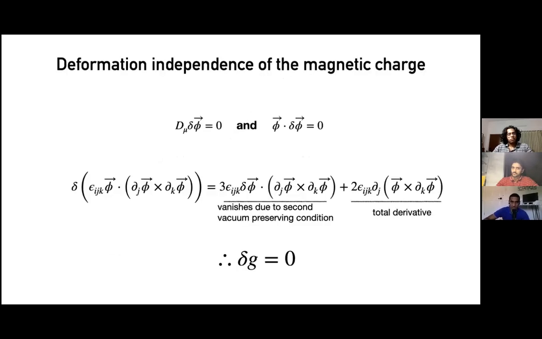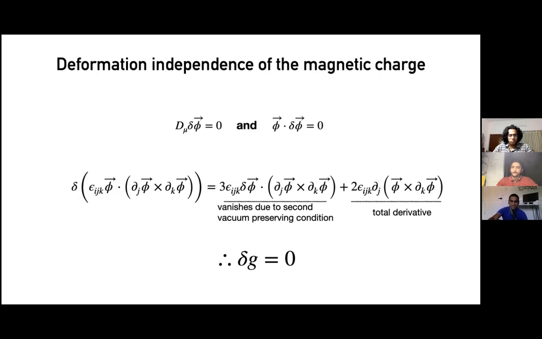And notice that this magnetic flux integral is independent of deformations of the vacuum. Right? So if you take deformations that preserve the vacuum condition far from the source for the Higgs field, then that quantity that we just wrote down is going to be independent. Which is another way of saying that this is actually a topological quantity.